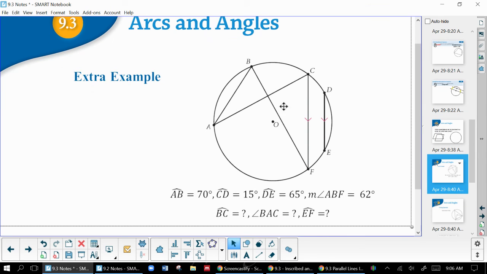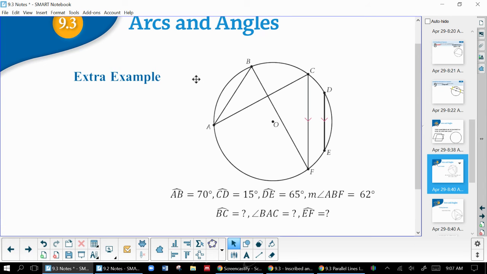Now, examples that you're going to see are going to look a lot like this. This one's a pretty complicated one where they're asking you to find a lot of information, but each individual part isn't going to be so bad. One thing you're really going to want to do is draw the picture and write in the things. So here it says that arc AB is 70, so I'll put that there. Arc CD is 15, so I'll put that there. Arc DE is 65, so I'll put that there. Measure of angle ABF, so A to B to F, is 62, so I'll put that there.